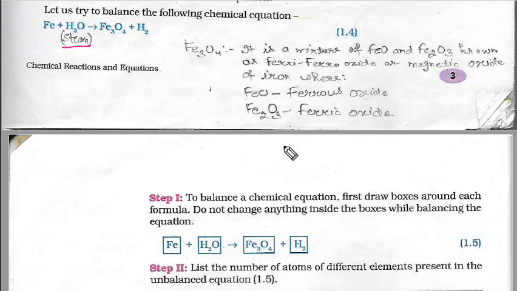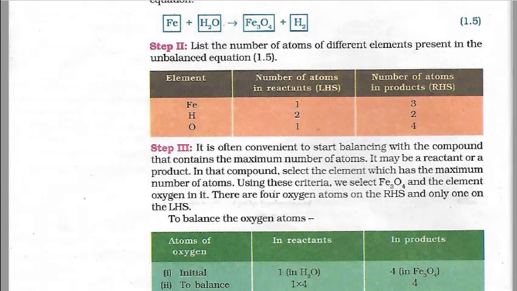There are some steps that we have to follow when balancing a chemical equation. Step 1 is to first draw boxes around each formula. Here you can see that they have drawn the boxes. Do not change anything inside the boxes while balancing the equation. That means you cannot change anything inside the boxes. You just have to put all these elements and compounds inside the boxes.